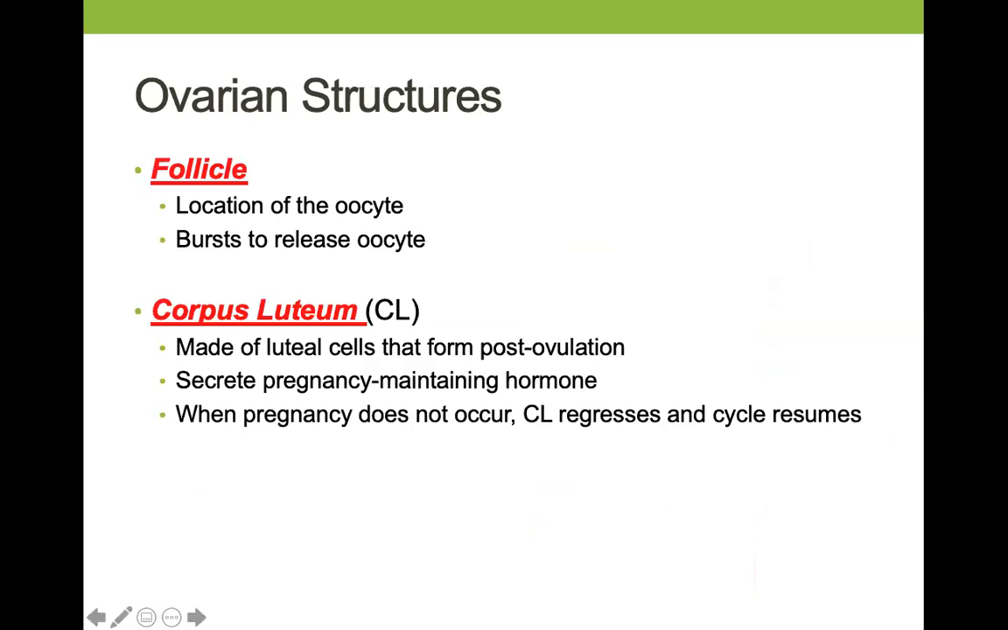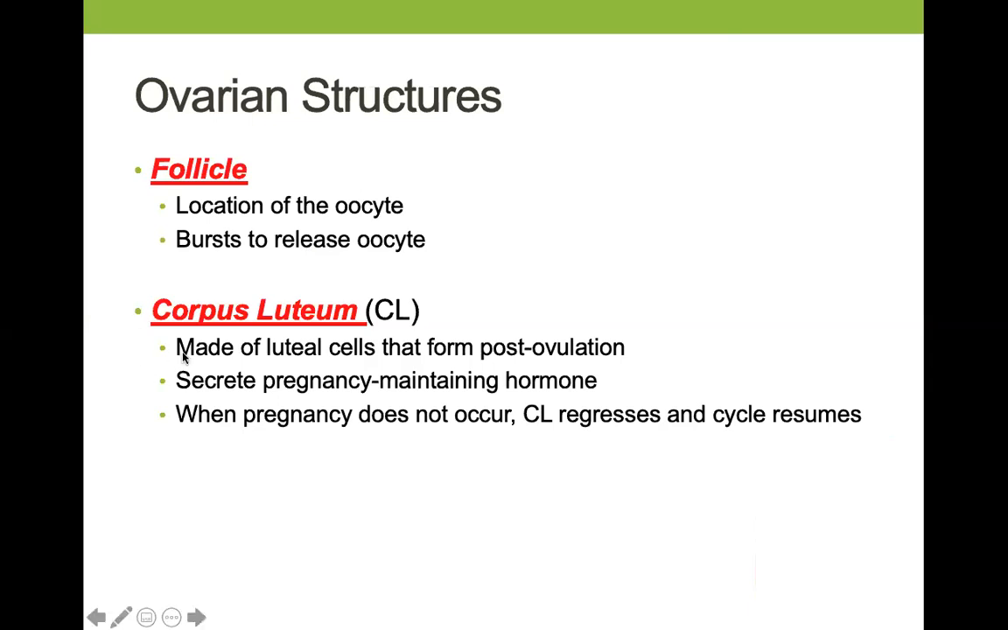So the first structure we're going to talk about is the follicle. So the follicle is kind of a little blister-like structure on the ovary. And again, when you watch the dissection video, you're going to see this a lot clearer. And inside that little blister is the oocyte, or the egg. So this is where the egg lives, in that little blister. And that blister gets bigger and bigger and bigger, and eventually it pops. And when it pops, that's what's releasing the oocyte, or the egg. We call that ovulation, okay?